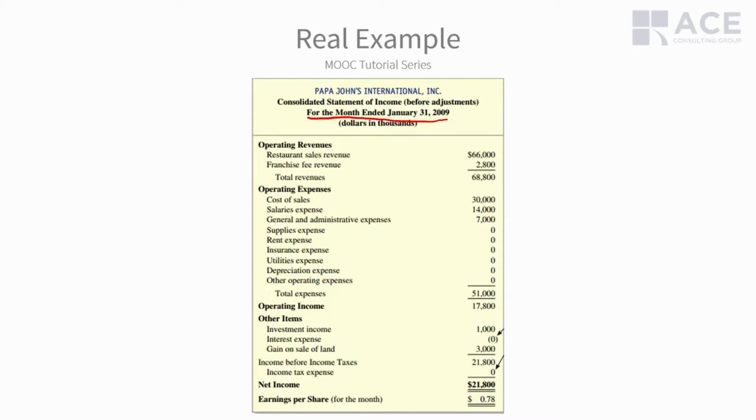So again, we start with revenues over here, and we also have our expenses over here. Now, Papa John's also has other items that are listed right over here. But the overall concept is the same. For our net income, we have our total revenues minus our total expenses, and then just adding on a few of the other items to get our net income. Pretty simple, right?